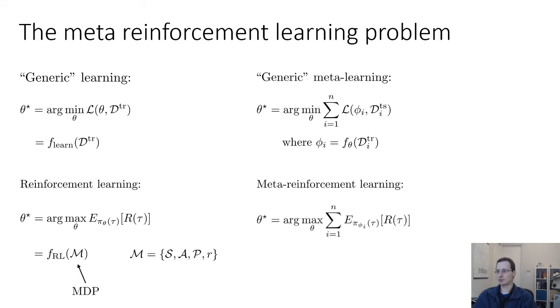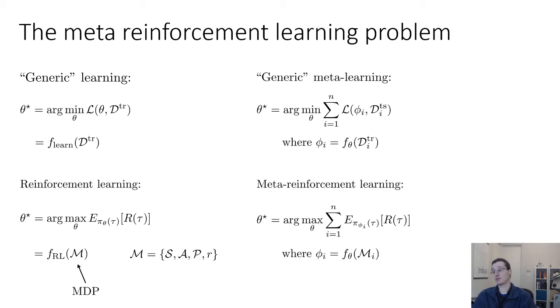Meta-reinforcement learning can then be defined as follows. We're going to find some parameters theta star, which are the argmax of the sum over n different meta-training MDPs, and for each of those meta-training MDPs, we're maximizing the expected value of pi phi i, where phi i is obtained by applying a learned learning algorithm f theta to the MDP m i. So it's very similar to generic meta-learning, only in generic meta-learning, for every task you had a training set and a test set.